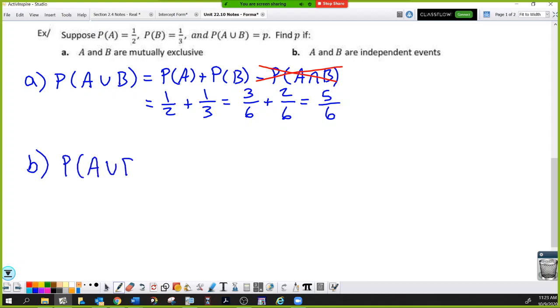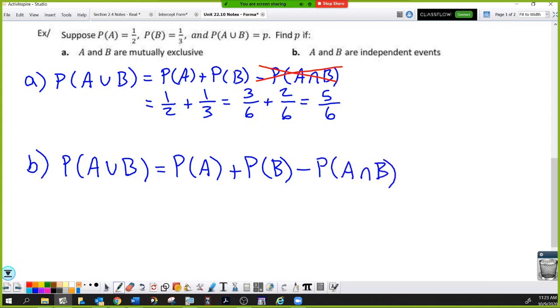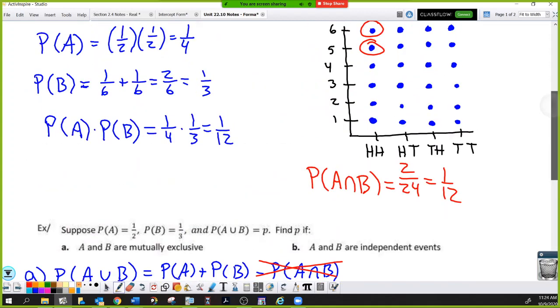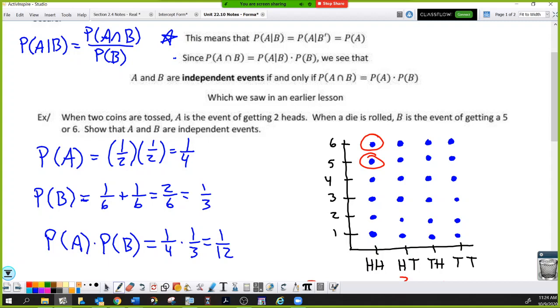Well, we're still trying to find the probability of the union. So here's the addition law of probability. But you were just told these things are independent events. What does that imply? Independent events. The probability of A intersect B is found through multiplication. That's what it means to be independent. That's what it says right here. If they are independent, the intersection is found by multiplying.